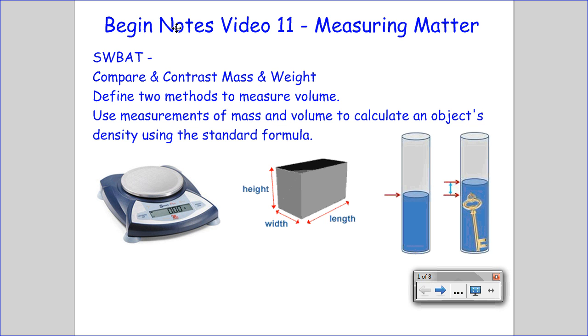You also understand how to measure volume in two different ways, one of which you should know from geometry, the other which we'll go over a little bit today. Also, you're going to use the measurements of mass and volume to calculate an object's density using a standard formula. Density is one of those intensive physical properties that can be used to identify matter, so we want to investigate it a little bit.